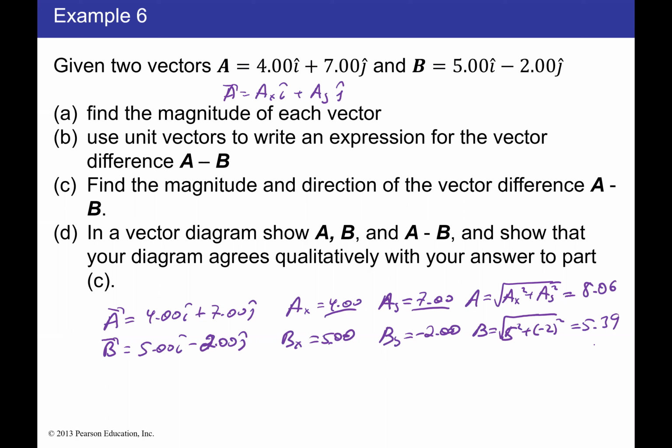Then it says use the unit vectors to write an expression for the vector difference A minus B. Now, here's one thing we can do. Remember, what we're saying here is this: let's say the resultant vector is equal to A minus B.